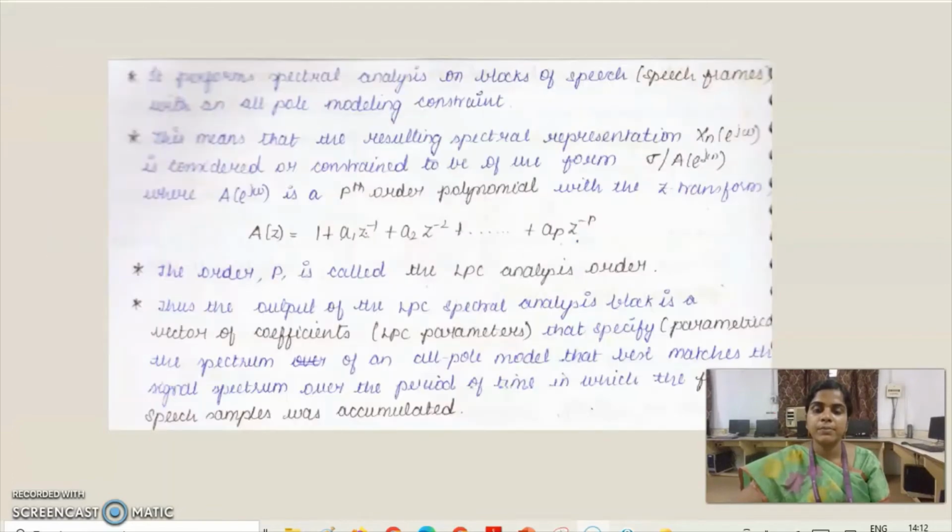And this LPC model is nothing but an all-pole filter model, which is a pth order polynomial, represented as A(z), given as 1 plus a1 z^-1, and so on. So our aim is to ultimately characterize and bring out the coefficients of the LPC model.